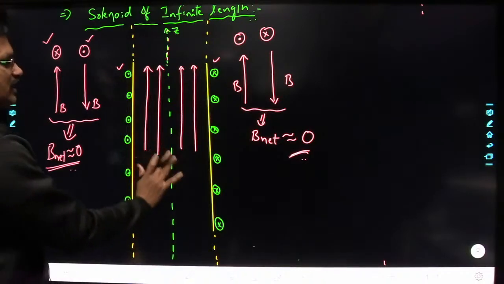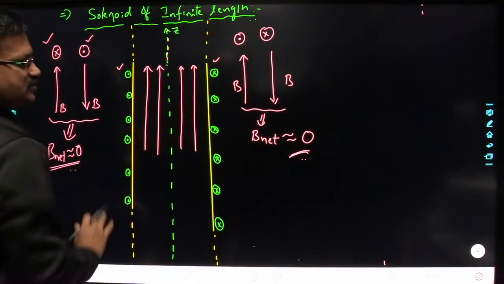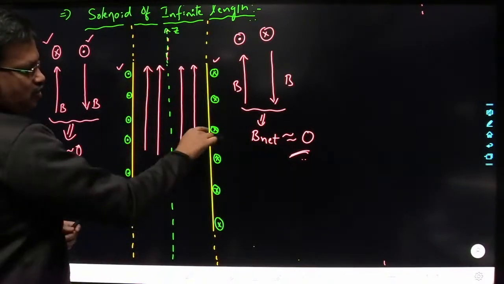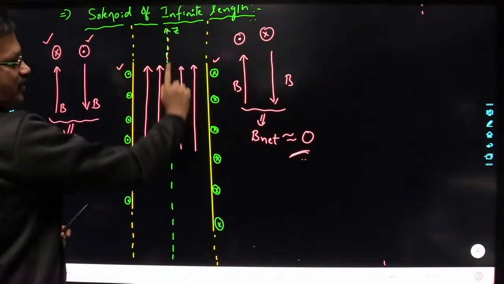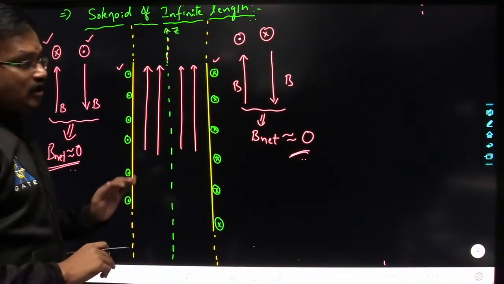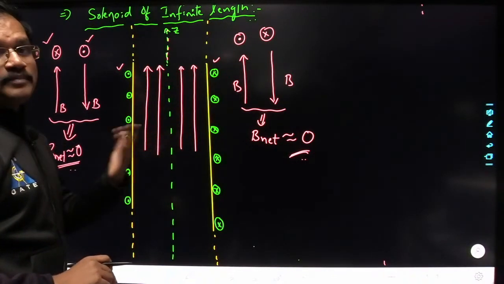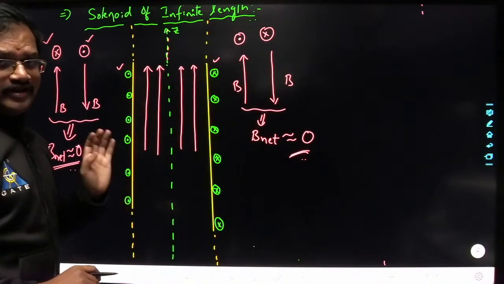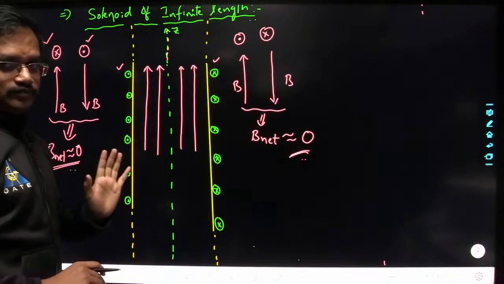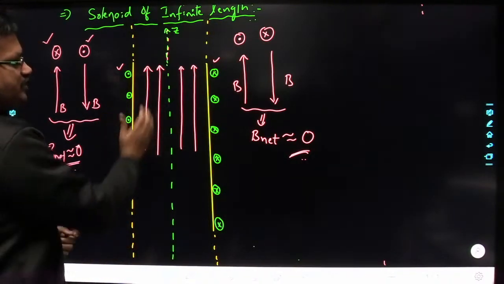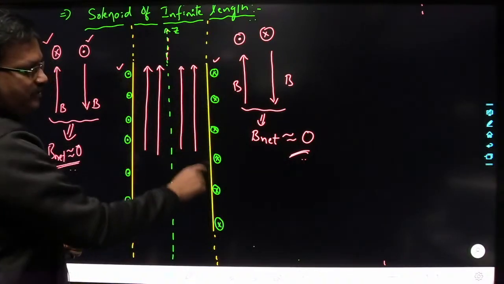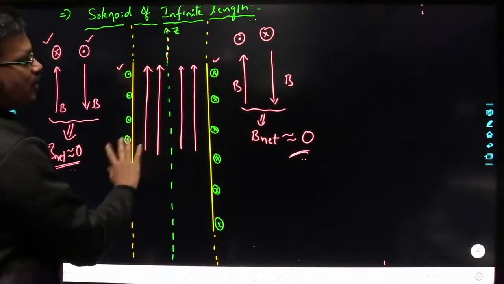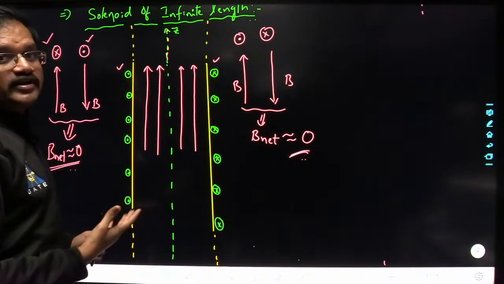Now, if you observe inside the solenoid here, due to these current elements, the B field is pointing in the upward direction. Due to these current elements also, the B field is pointing in the upward direction. So that means you are going to have a net magnetic field inside the solenoid. The net magnetic field inside the solenoid is not equal to 0. Why? Because due to this one, it is pointing in the upward direction, and due to these elements also, it is pointing in the upward direction. Understood? So you are going to have some net magnetic field inside the solenoid.